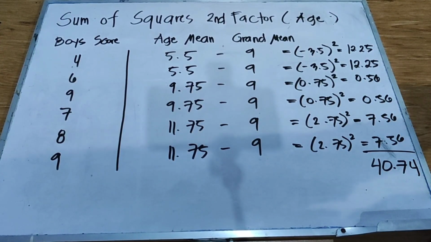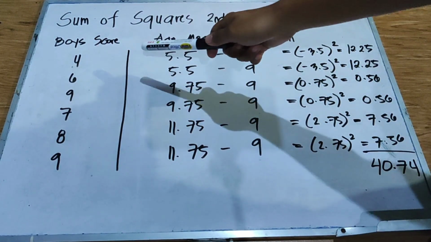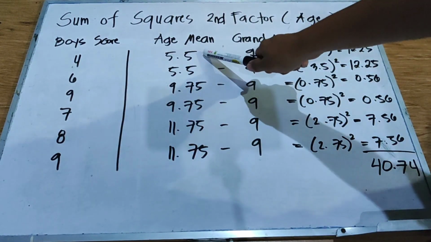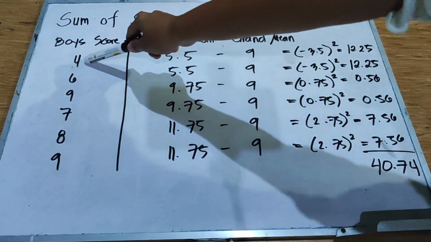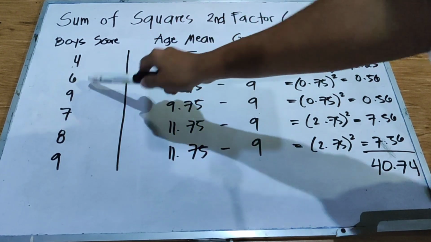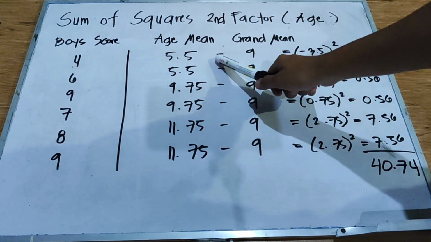So, let's compute the sum of squares of the second factor, which is age. So, we will start with the boys group. This is the score. This is the age mean. For the scores 4 and 6, this is the age mean, which is 5.5.